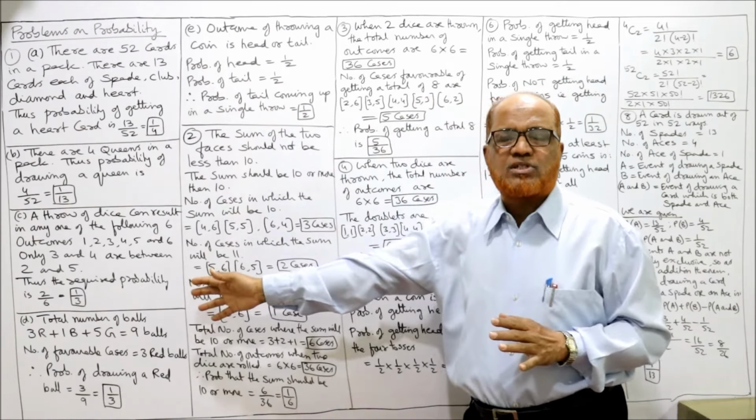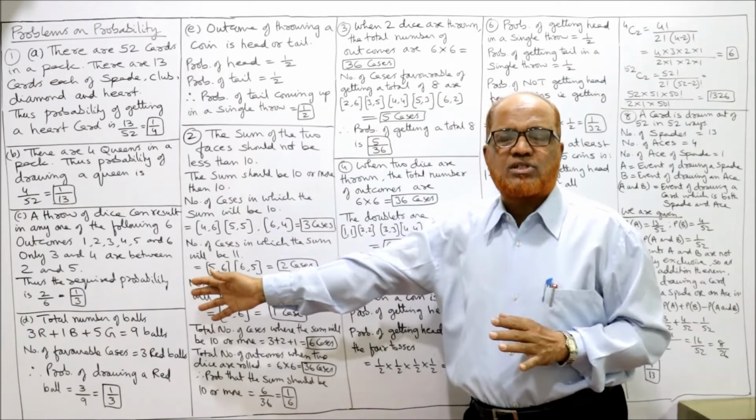Problem number 2. Now see carefully. Understanding the problem is very, very important. That's why one author says, problem understood is half solved. Two unbiased dice are thrown.